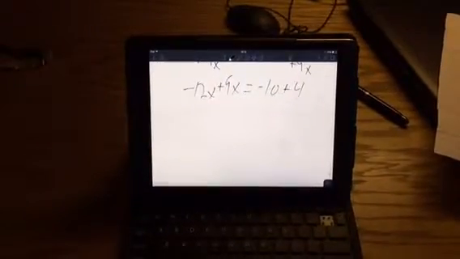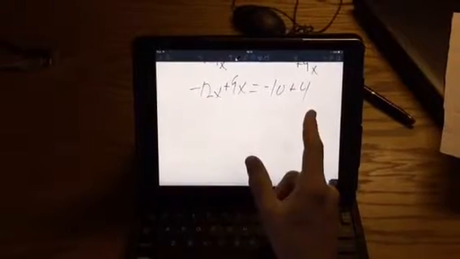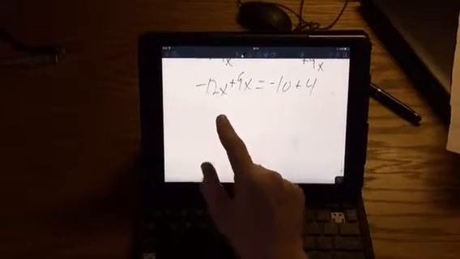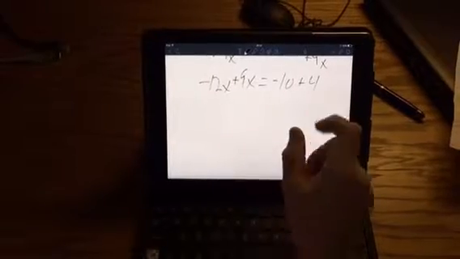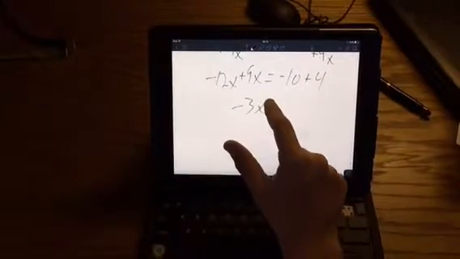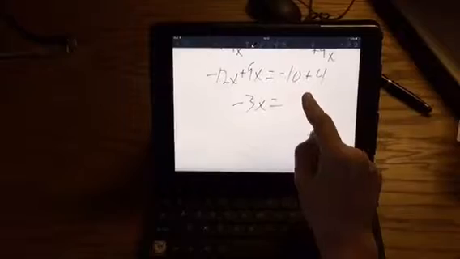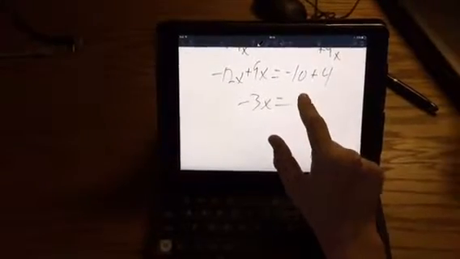For the next step, you got to combine like terms. Since you have like terms over here and like terms over here, this turns into negative 12x plus 9x, which would be negative 3x, equals negative 10 plus 4, which would be negative 6.